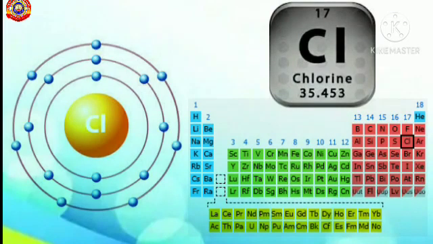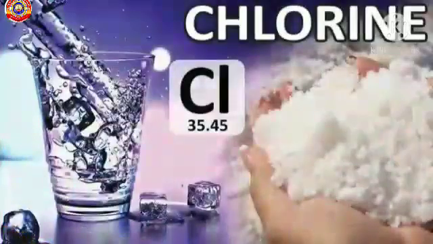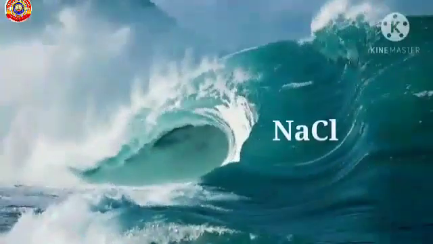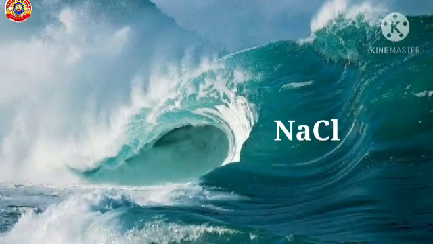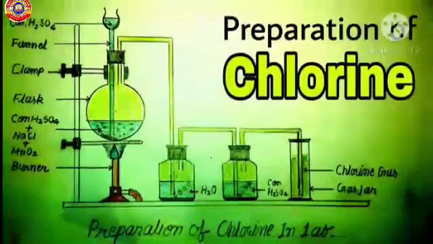It is not seen in nature in the free state due to its high reactivity. Do you know, in nature, chlorine is widely distributed over the earth in the form of the salt NaCl in seawater. Typically, it combines with other elements and forms numerous compounds. Chlorine dioxide, hydrogen chloride, potassium chloride, aluminum chloride, sodium chloride, etc. are some of the compounds of chlorine. Now let's know how this chlorine is prepared in the laboratory.